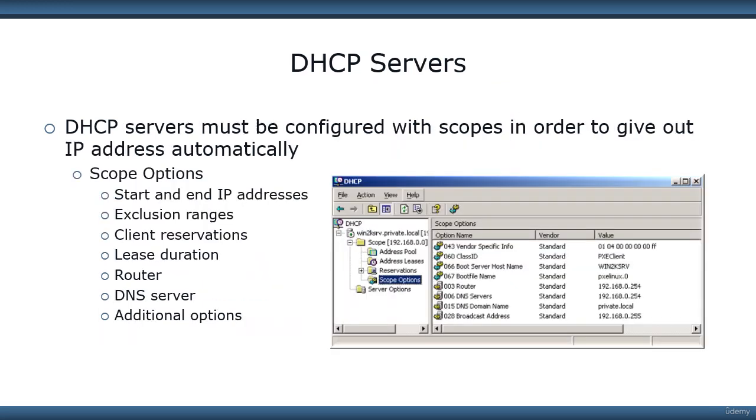Here's a look at that tool, albeit that this is a bit of an older graphic, but it still pretty much looks the same. DHCP servers do have to be configured in order to give out addresses automatically. So you have to, in Windows, install the role and then configure it. Okay, and the basic configuration is that you set up a scope, a range of IP addresses that the server is going to use to give out to clients.